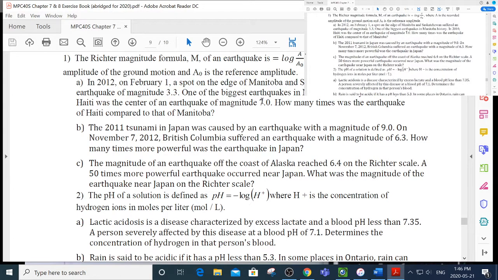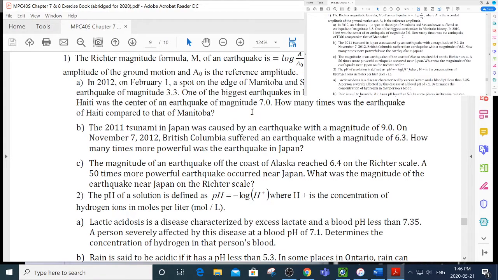And you might go, well, why can't I just use the 7 and the 3.3? Because the scale of M isn't in a linear step. The Richter scale is exponential. So basically, I have to compare the A values of the Manitoba earthquake versus the Haiti earthquake. And so I'm going to have to use this formula to get the A values so that I can compare them.